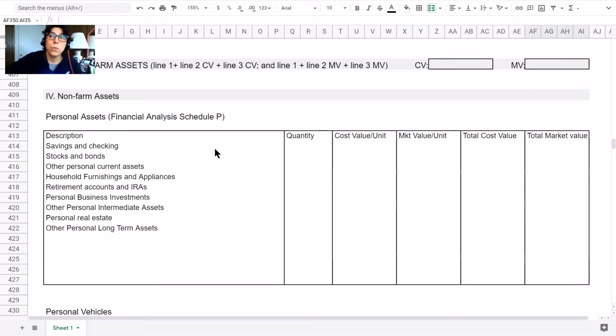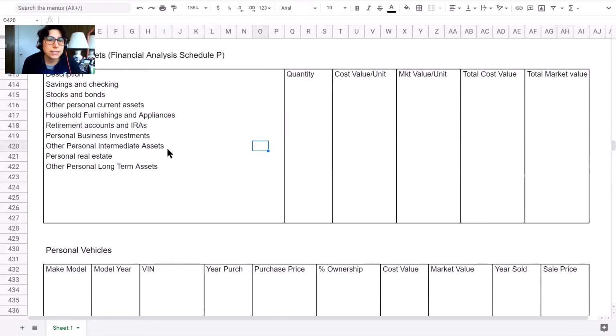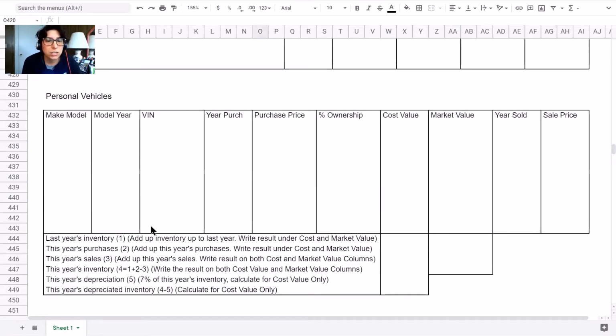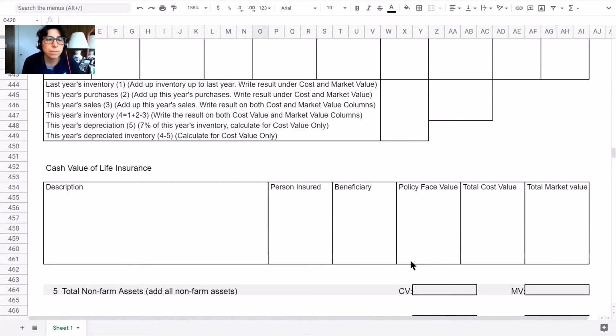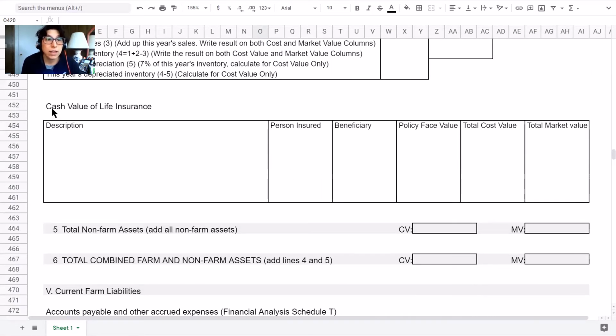Okay, and then we also have to look into non-farm assets or personal assets. Non-farm assets are those assets not used in the farm business. These could be profits taken from the business for personal use, and consider also the value of non-farm businesses, non-farm property, personal residence, household items, retirement funds, cash value of life insurance, and so forth. Okay, and so here there is a table for personal assets. And for personal vehicles, same structure that we saw before. And for cash value of life insurance, like I just said.